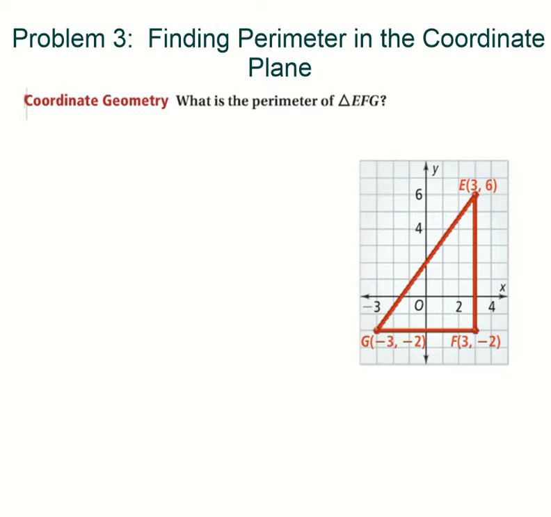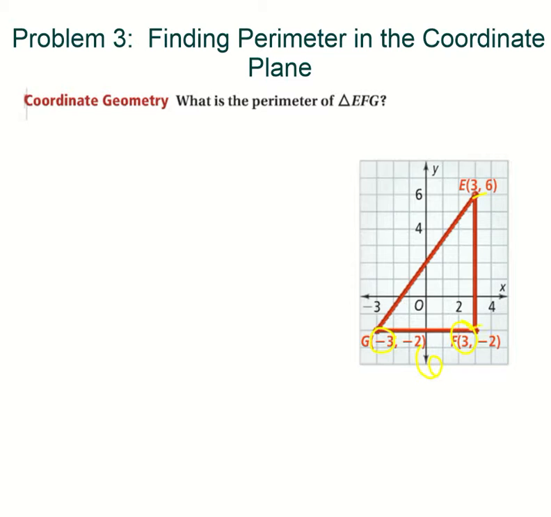So here we have a triangle EFG, and it's in the coordinate plane. When we have something like this, we need to find those side lengths, and so we can use the distance formulas that we talked about. If we take a look at this side GF, the distance between G and F is going to be the difference of -3 and 3, which is 6. So that side length is 6.